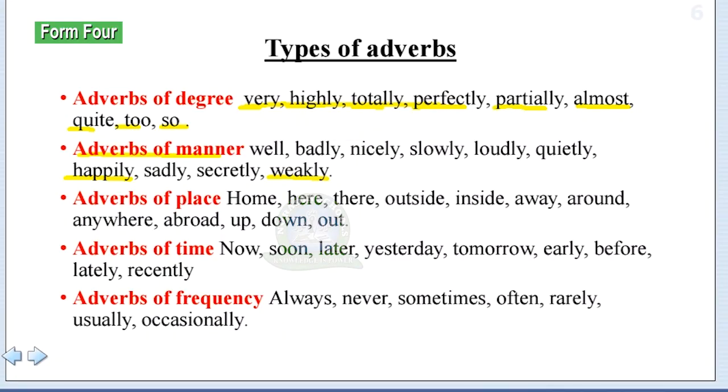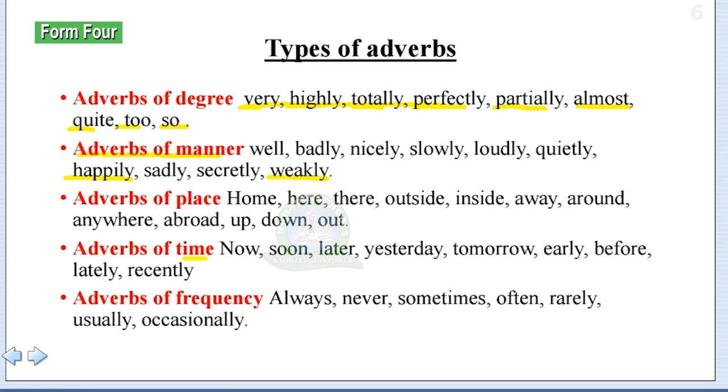What about adverb of place? Where? Home, here, there, outside, inside, away, around, anywhere, abroad, up, down, and out. All these are adverbs of place because they tell us where the verb was done.